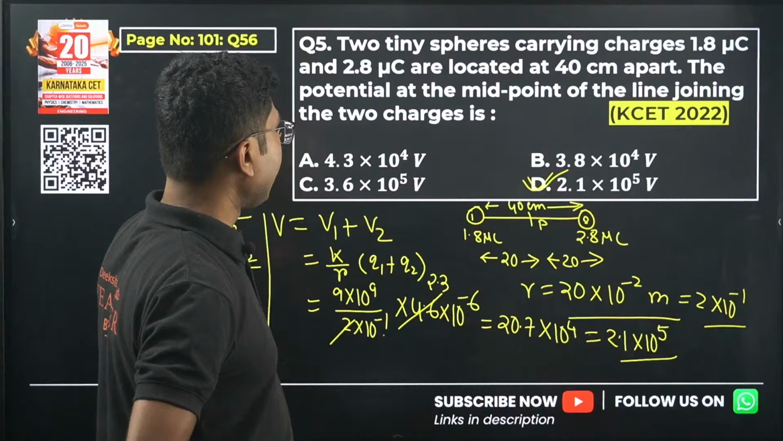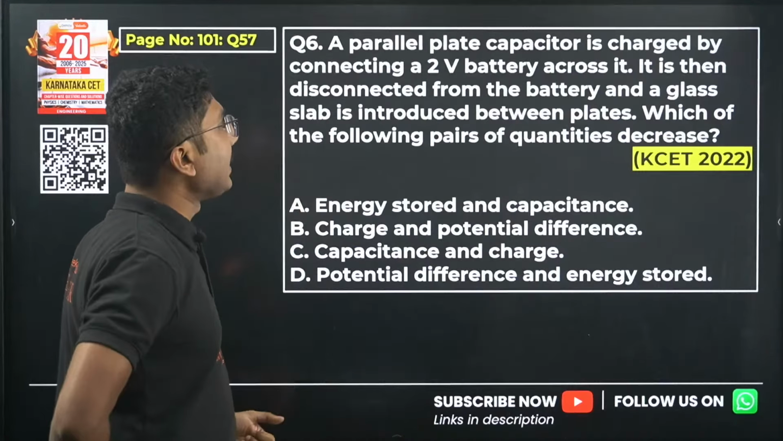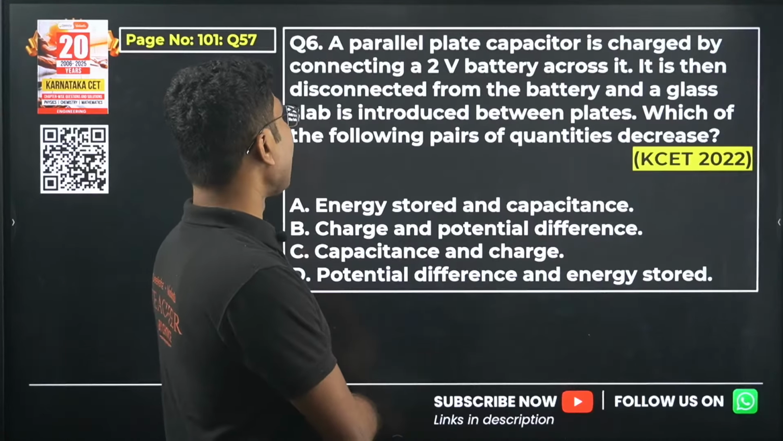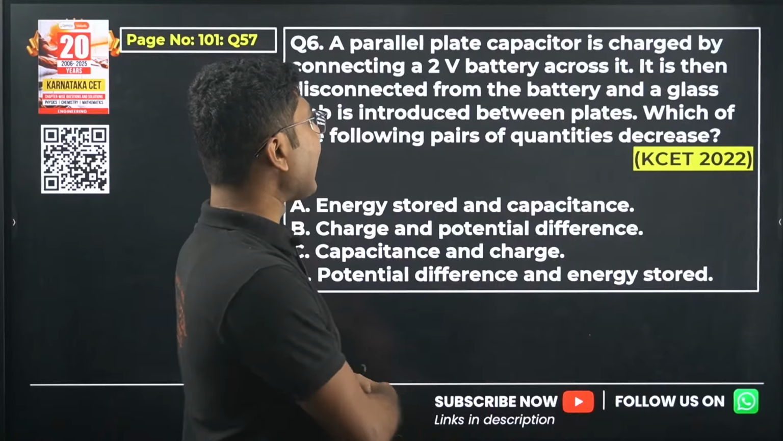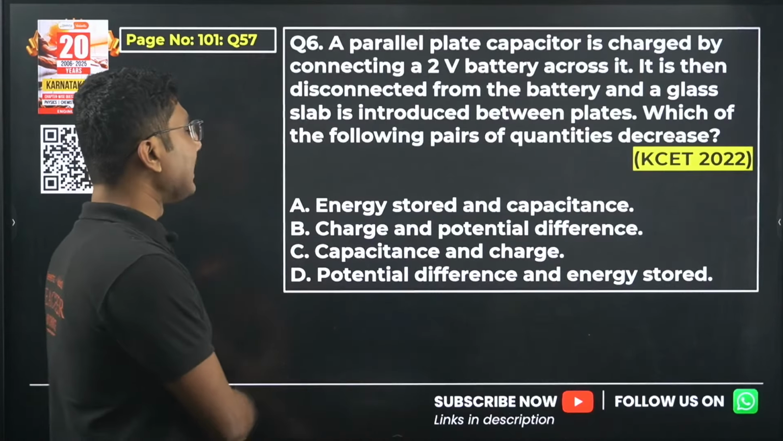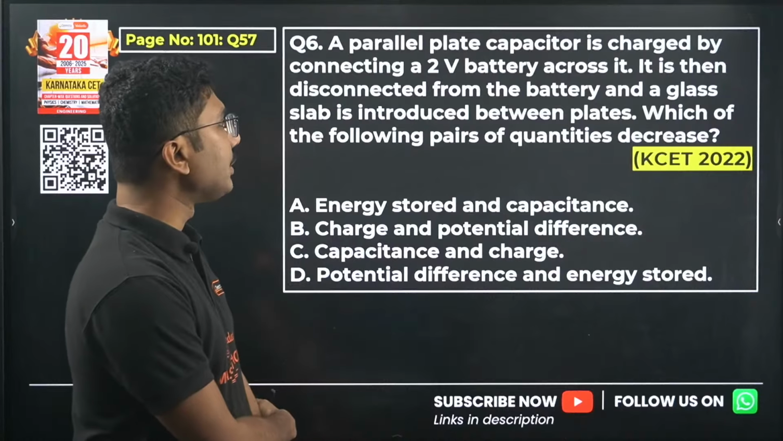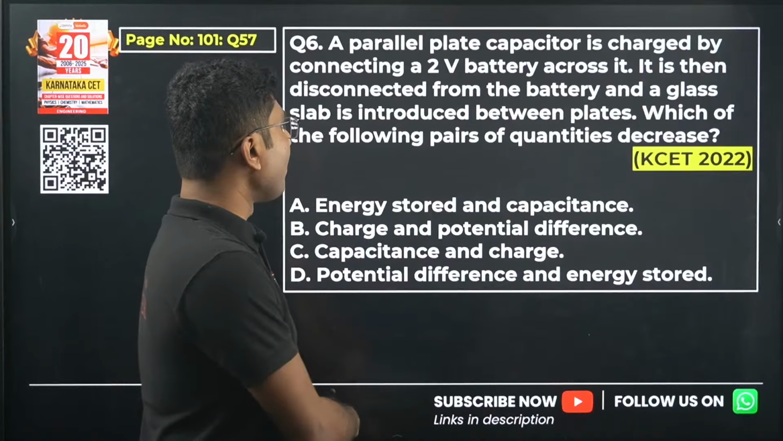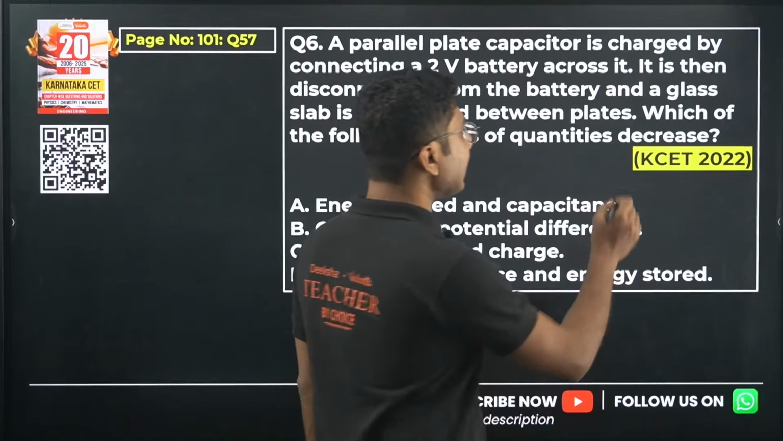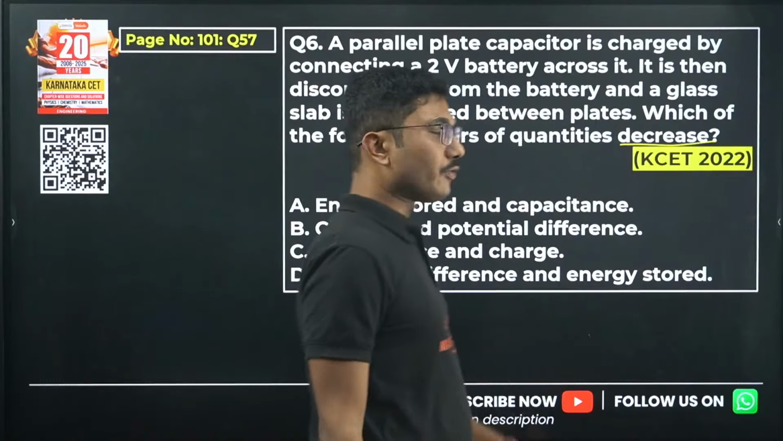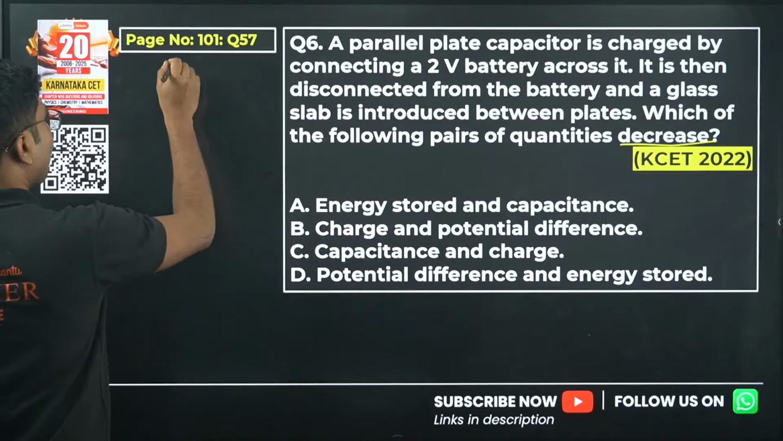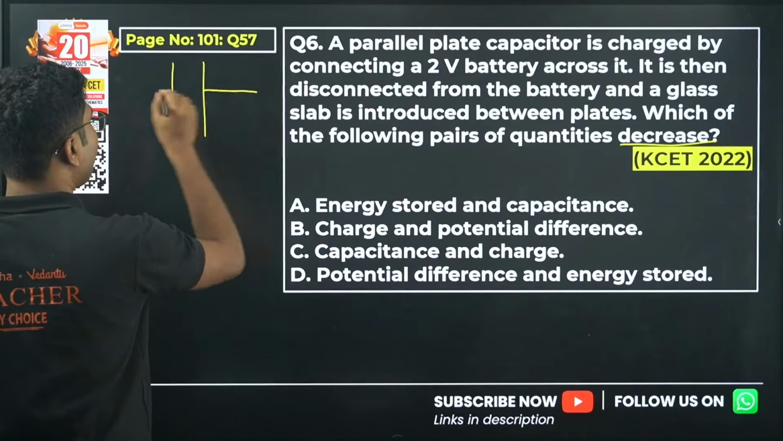Okay, now next, a parallel plate capacitor is charged by connecting a 2-volt battery across it. It is then disconnected from the battery and a glass slab is introduced between the plates. Which of the following pairs of quantities decrease? Here the problem is the inverse of the problem that we have solved.